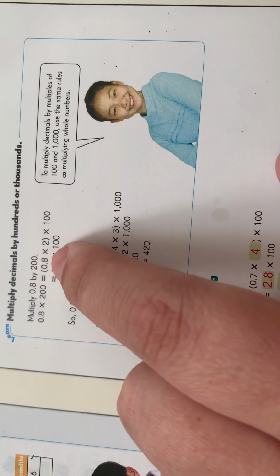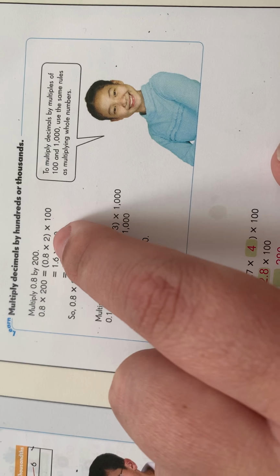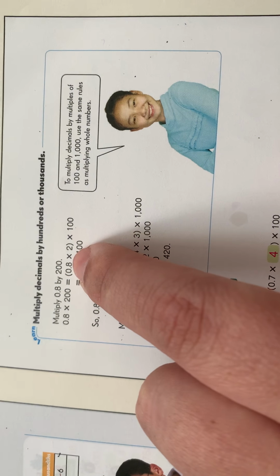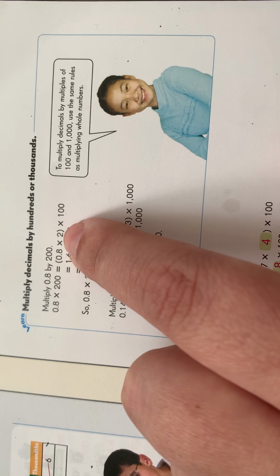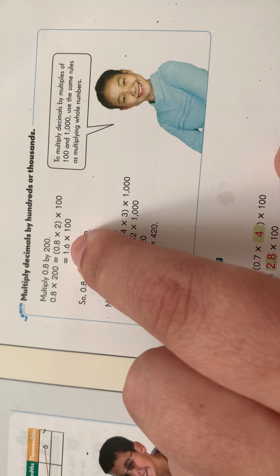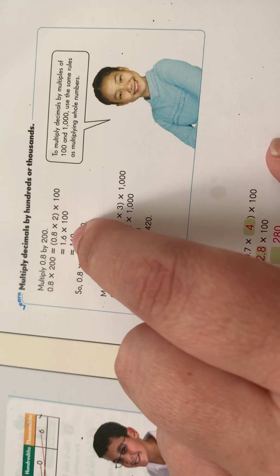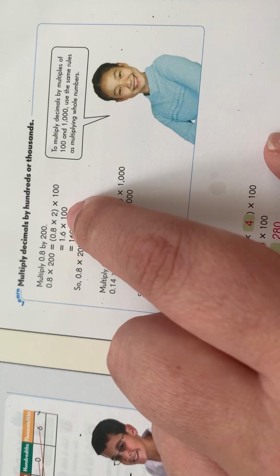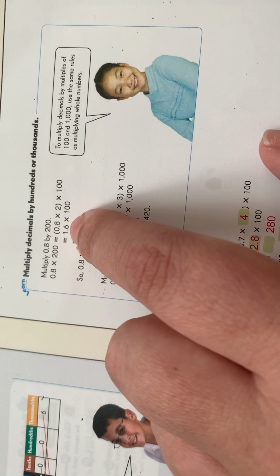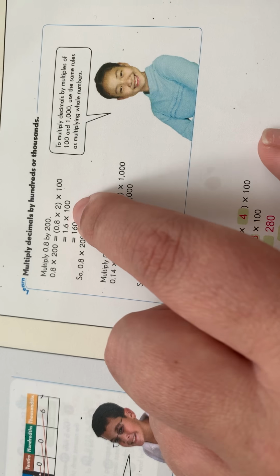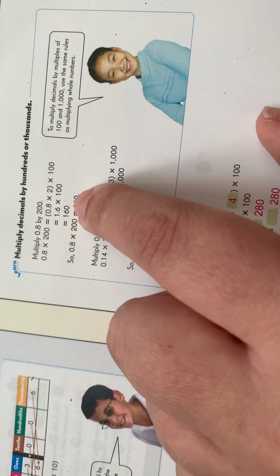So the first thing that you need to do is combine what's in your parentheses, just like we did yesterday. That's what's going to come first. You're going to multiply 0.8 times 2, and that's going to get you to 1.6. And then don't forget to multiply it by your 100. Now we're at the place where we were yesterday. You have 2 zeros in your 100, so you're going to move your decimal place to the right 2 times, and you end up with 160, okay?